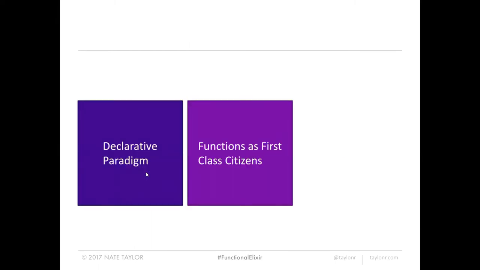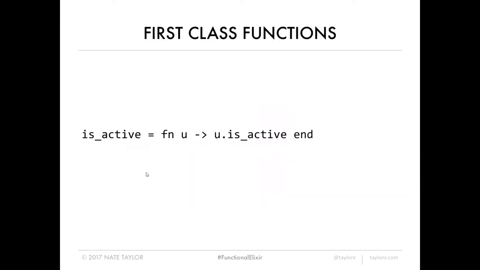The next part of functional programming is that functions are first-class citizens. And this is something you hear a lot when you start learning functional programming. It sounds really cool, but you're not necessarily sure what it means, or I wasn't necessarily sure what it meant. So if we go back to that filter, we had this anonymous function, this u is active. We can name that isActive, like we see on the screen here. We're just saying isActive is now this function. And we can call our same Enum.filter by passing in isActive.